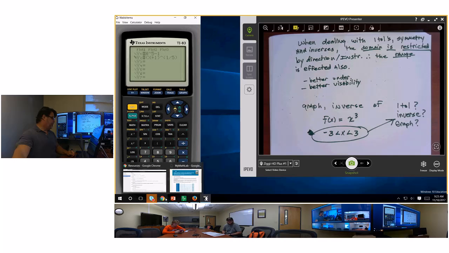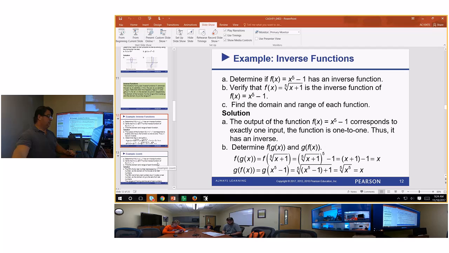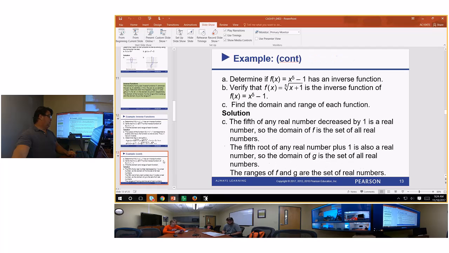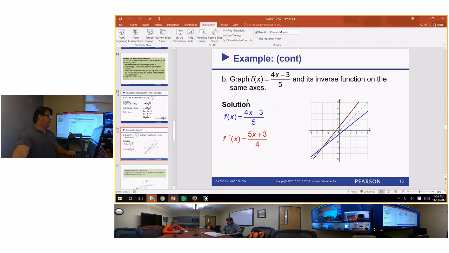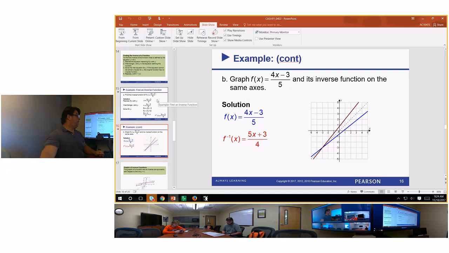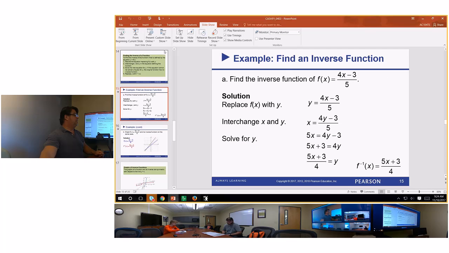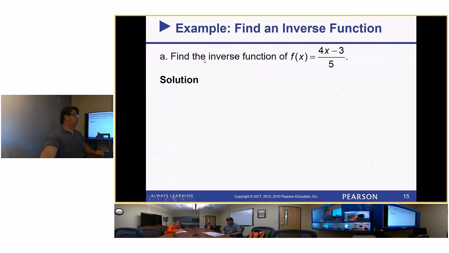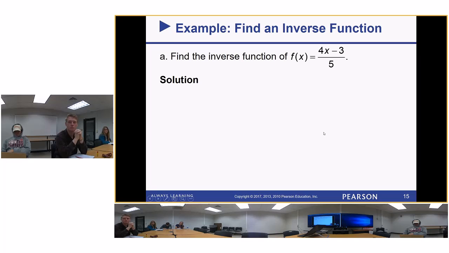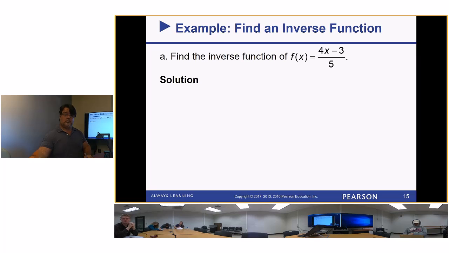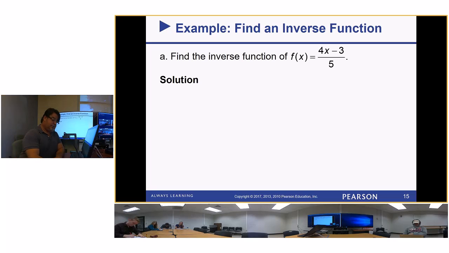So let's get back to the PowerPoint and get another example. And of course, they showed you that this is the function here. So let's see. So find the inverse of this function. I have no idea what it looks like, but it says find the inverse of f of x is equal to 4x minus 3 over 5.